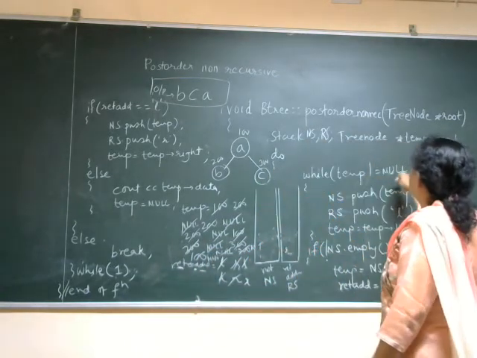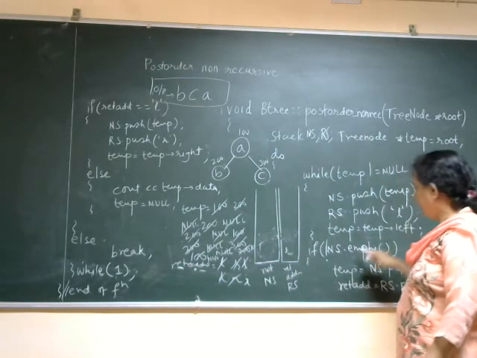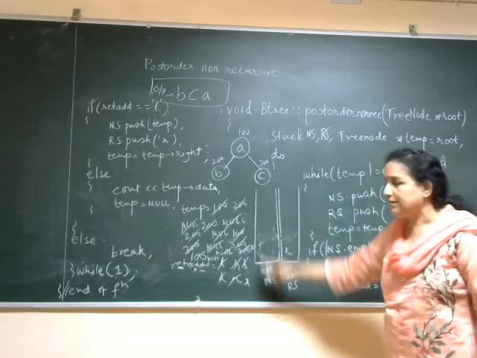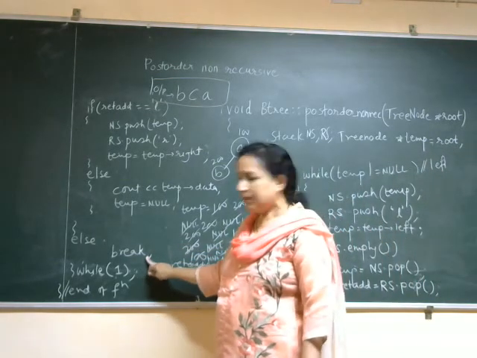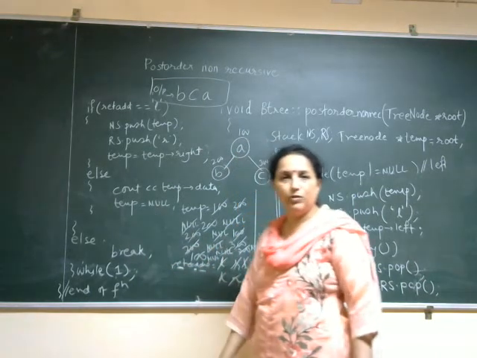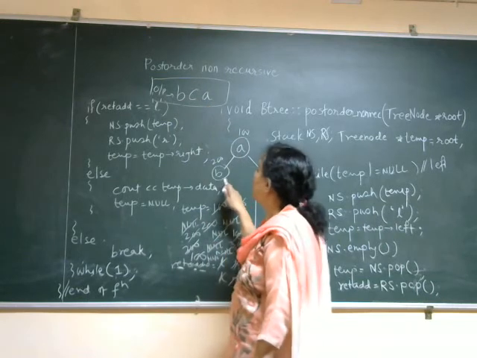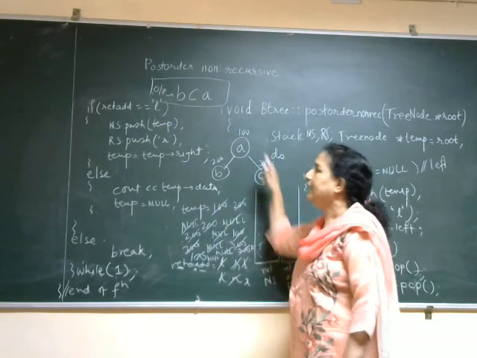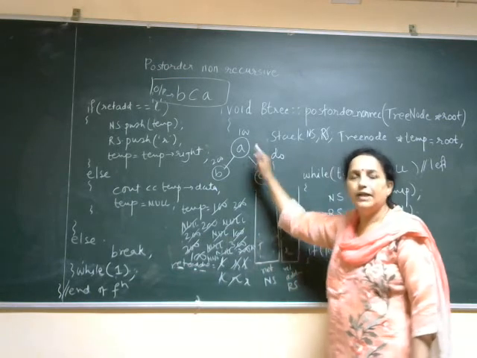Now again I am coming to this. Is temp none? Yes. So I will come to this. Is the stack empty? Yes, the stack is empty. So it will go to the break statement. Okay. Now what is the output for this? B, C, A. So left, then right, and then root. So that is post order non-recursive traversal.